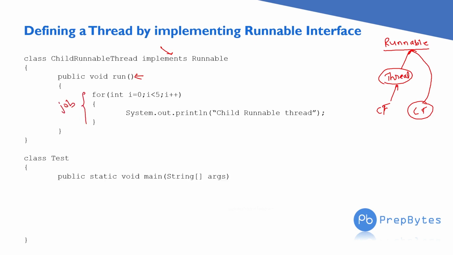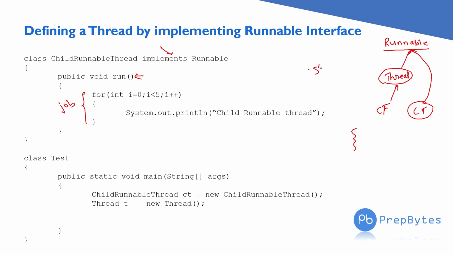Next, in the test class, in the main method, the main thread will begin now. Here we are creating an object. Now we are creating an object for our Thread class also, because if you want to use the start method, this method is present in the Thread class. So what we need is an object of the Thread class, a reference variable of the Thread class. Using this object we can call the start method.